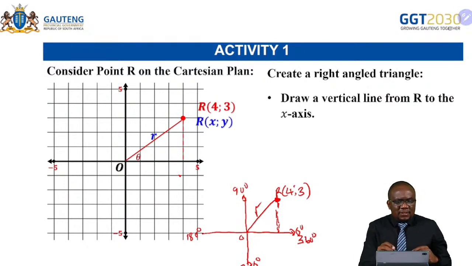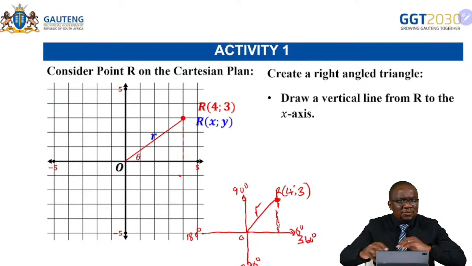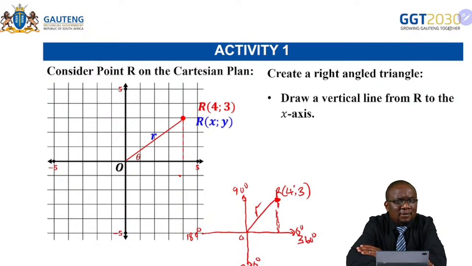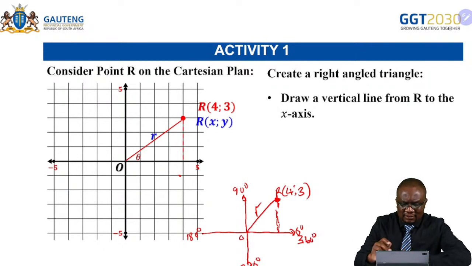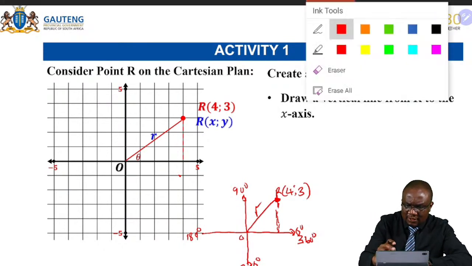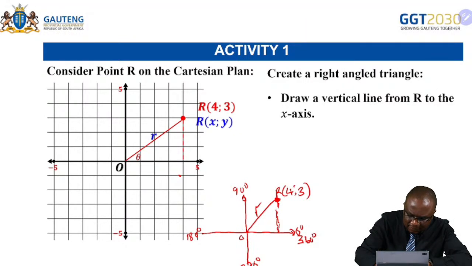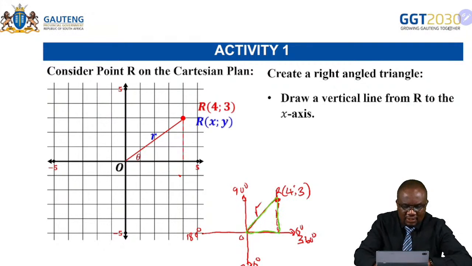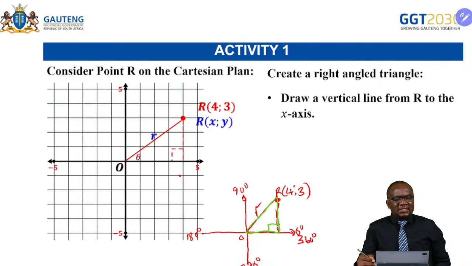After drawing this, what do you see, grade 10s? Look at these points, O, R, and the line that you have drawn, which is vertical from R to the positive x-axis. What do you see? Do you see a triangle? I can see a triangle. This is the triangle I can see. That's a triangle. What type of a triangle is that? It is a right angle triangle. You see that? It is a right angle triangle.